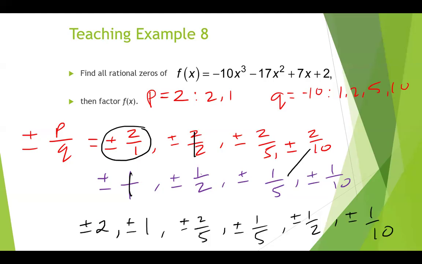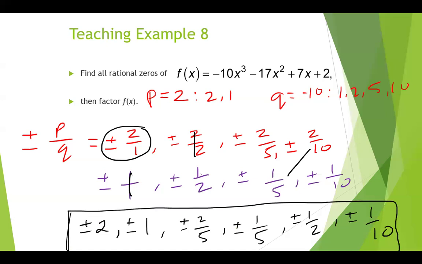So these are all possible zeros of negative 2x to the third minus 17x squared plus 7x plus 2. These are all your possibilities. To check those possibilities, my friend, do you guys remember us learning synthetic division? Yes, that is how we check those possibilities. You check those possibilities by using synthetic division.